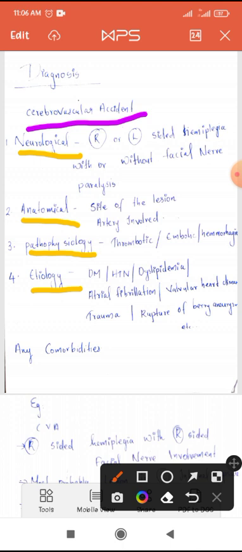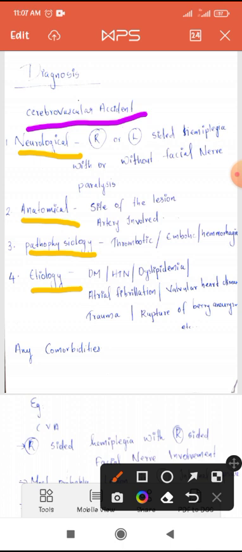In the etiology we will write its causes, maybe due to hypertension, dyslipidemia, atrial fibrillation, valvular heart diseases, trauma, or rupture of a berry aneurysm. We have to include all these. And if there are any comorbidities, that also has to be included in the diagnosis. So once again, we include the neurological, anatomical, pathophysiological, and etiological diagnosis, and look whether there are any comorbidities or not. First of all, we start with cerebrovascular accident.